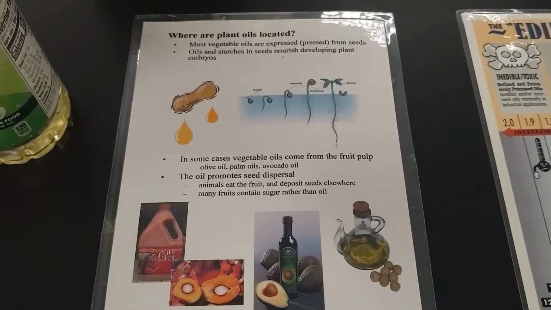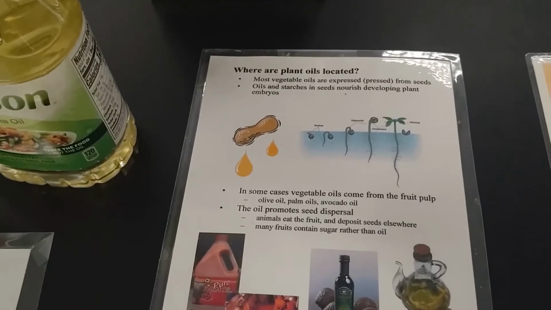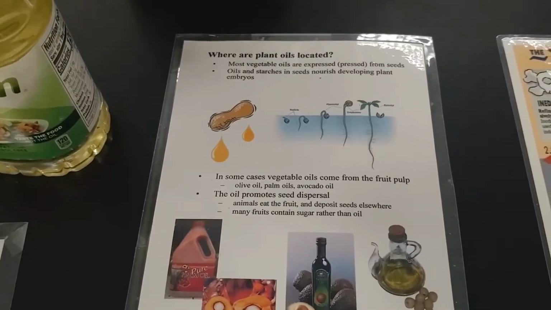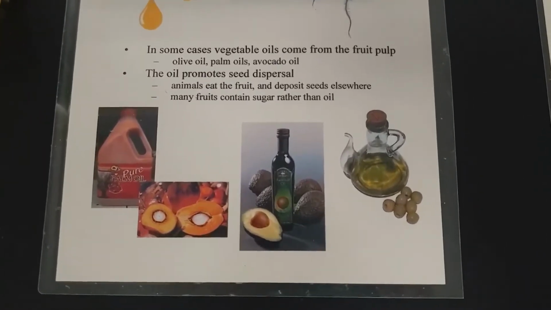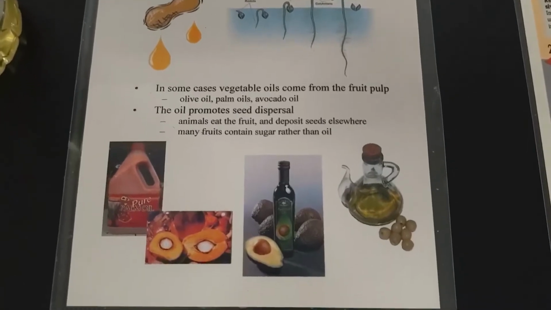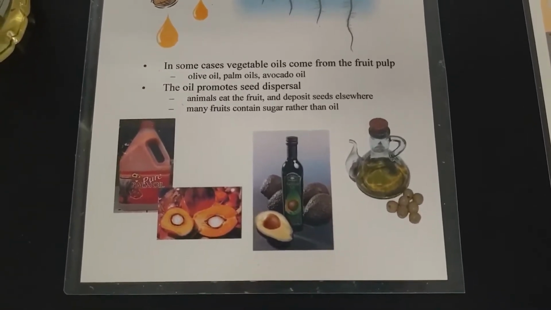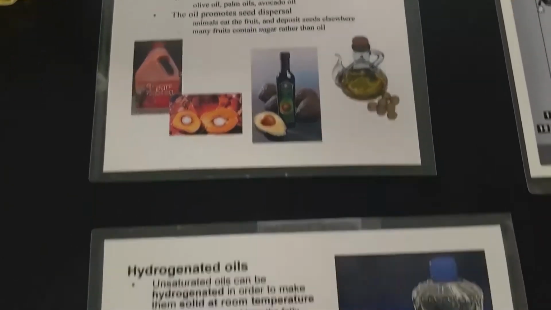So where can you find plant oils? Oftentimes from seeds, such as peanut oil, which, if you love Chick-fil-A, you might love peanut oil as well, as they fry their food in it. Be aware of that as well if you have peanut allergies. They're also found in the seeds and fruits.